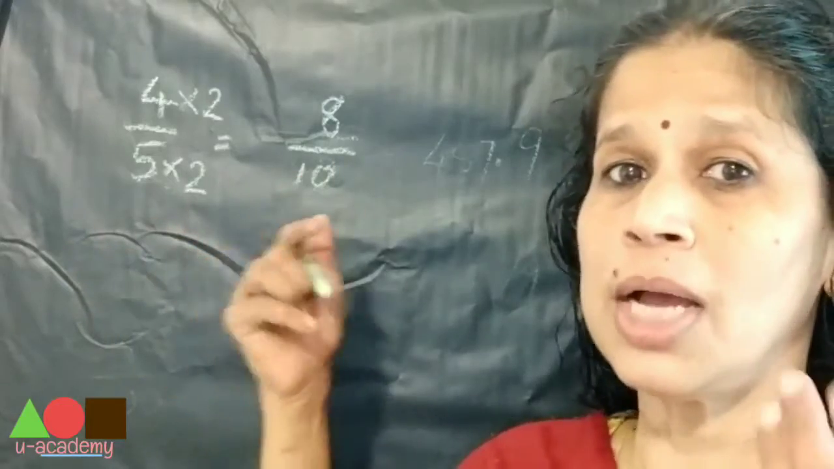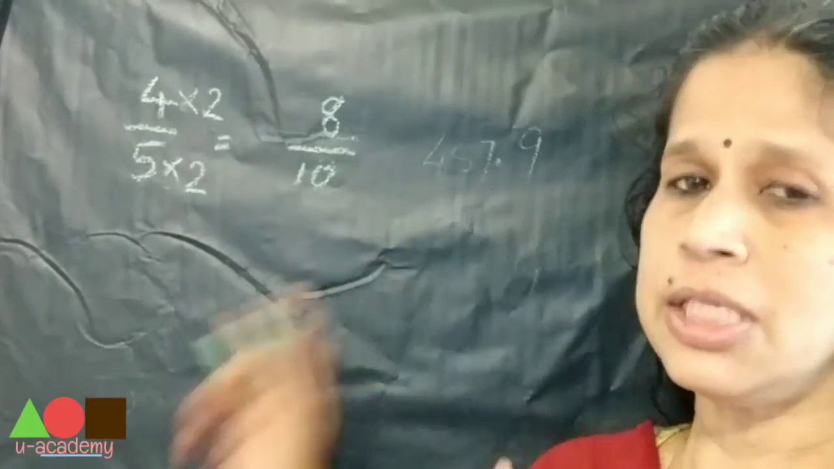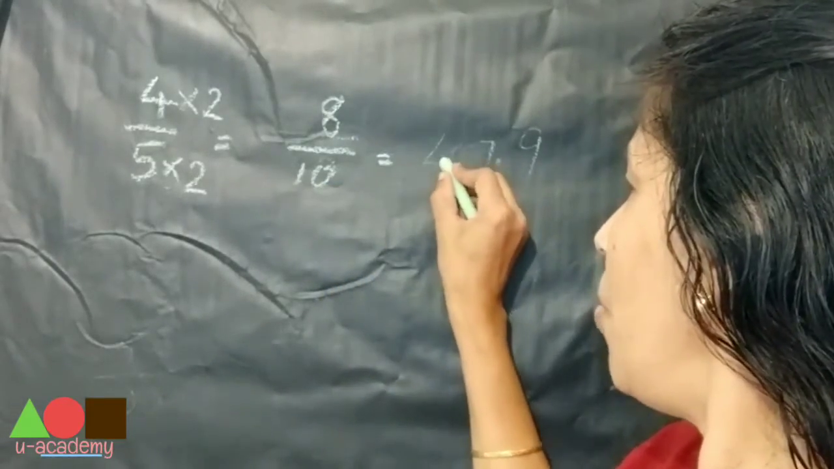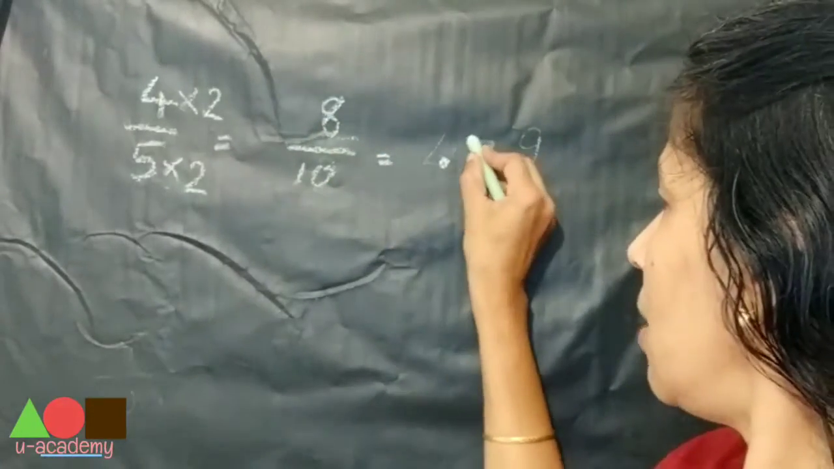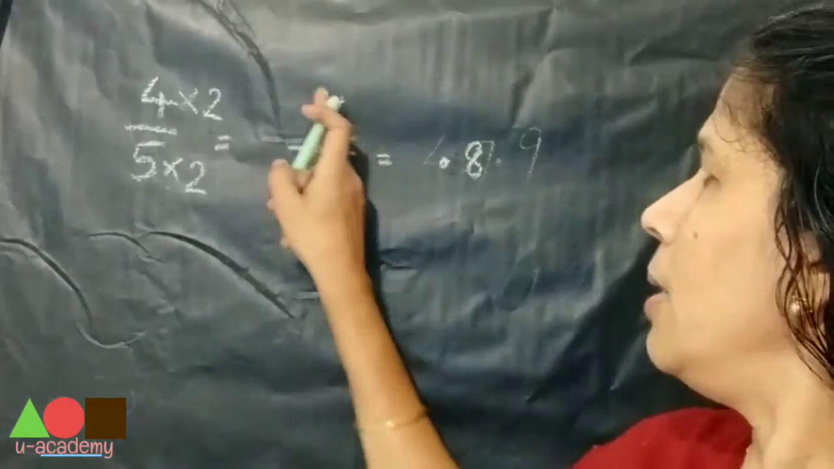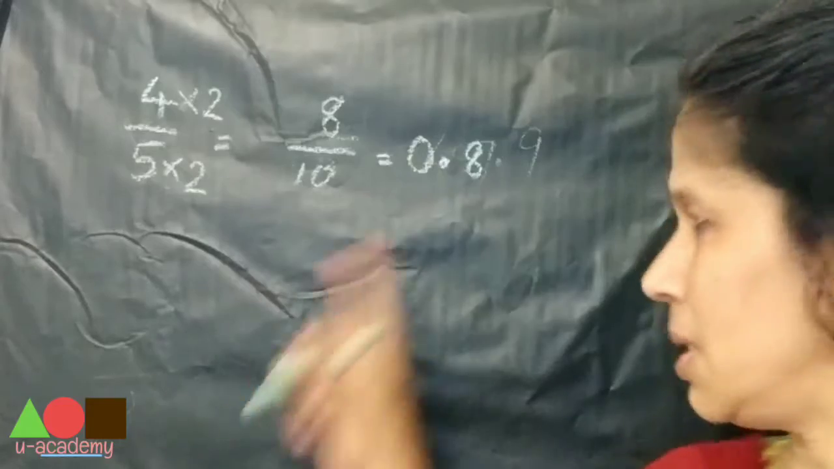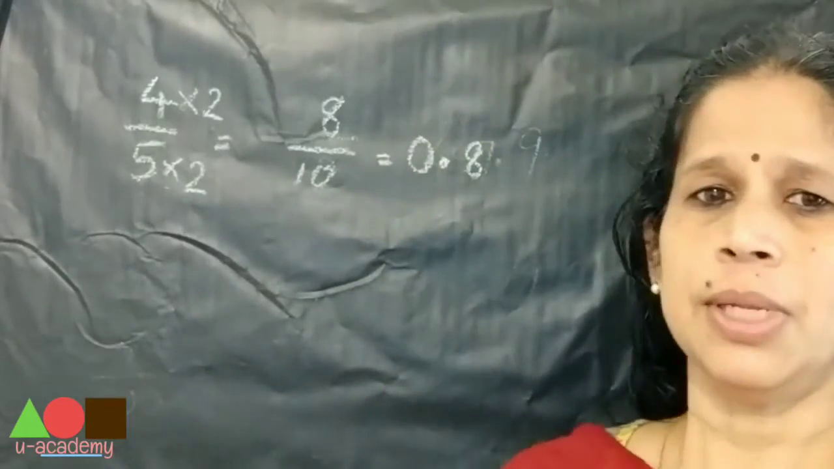Now we know how to change this fraction to a decimal number. Just look, how many zeros here? 1. So 1 decimal place. 1 number is already here, so 0.8 will come, and there is no other number, so the whole part will be 0. This is the standard form of the decimal number.